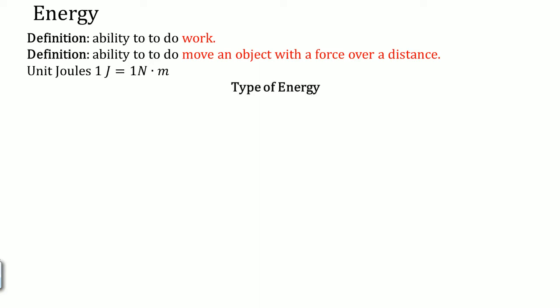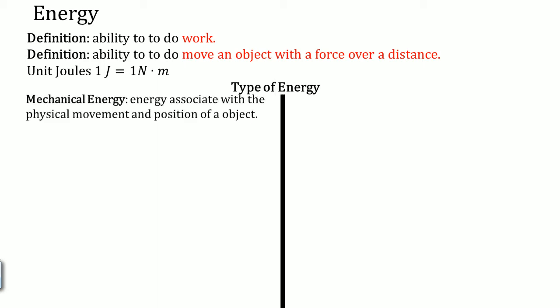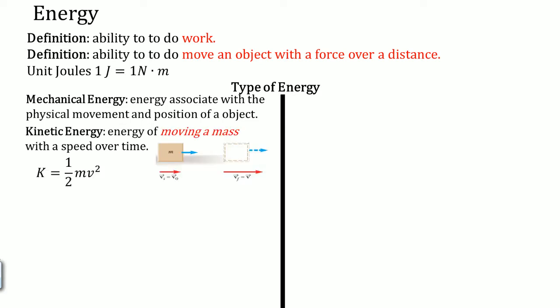There are two types of energy that we're going to work with in AP Physics 1. The first one is your mechanical energy, and that is the energy associated with physical movement and the position of an object. If an object is moving, that is moving mass with a speed. So this has a mass, so an m, and a speed, which is a v. That's why the equation is K equals 1/2 mv squared. K just stands for kinetic energy.